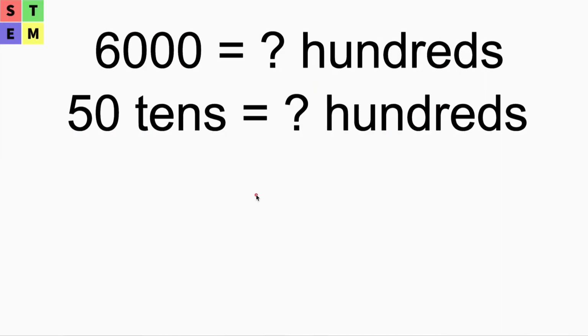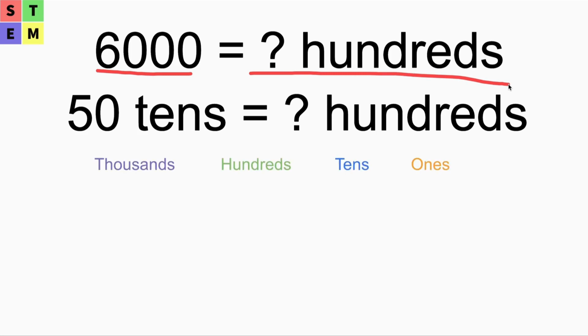Let's take a look at what we have here. Our first question is 6,000 equals how many hundreds? All right, so we've got place values here. We've got ones, tens, hundreds, and thousands, right?